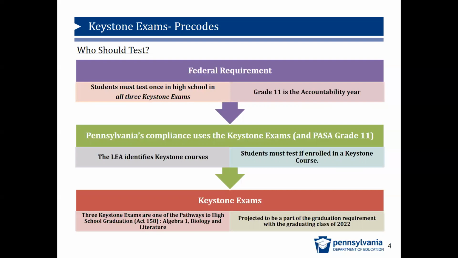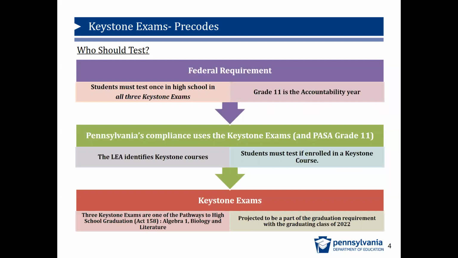LEAs identify the courses that meet the state standards for the Keystone exams, called a trigger course. This is a local decision. If a student takes the Keystone course identified by the LEA, the student must take the subject-specific Keystone exam. The student does not have to complete the course in order to take the Keystone exam if the student scored advanced on the previous year's subject-specific PSSA. If the student is near the end of the Keystone course, the student should take the Keystone exam.